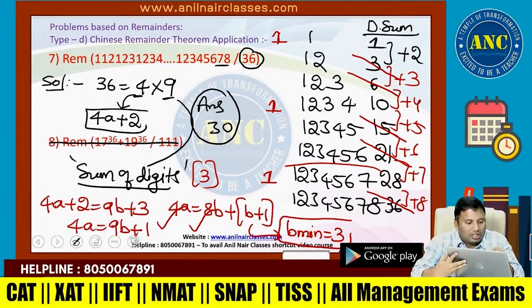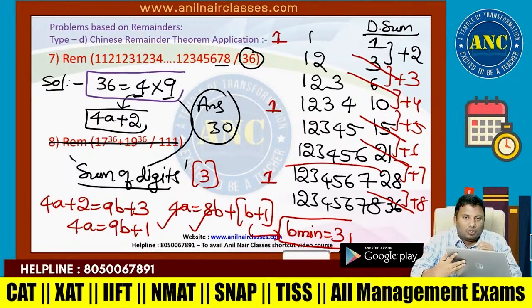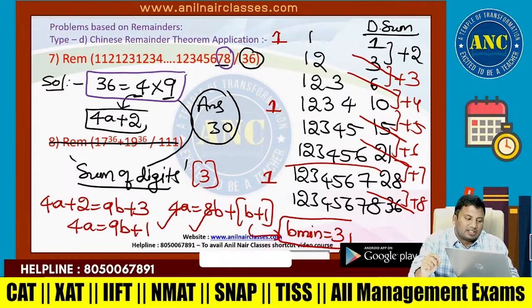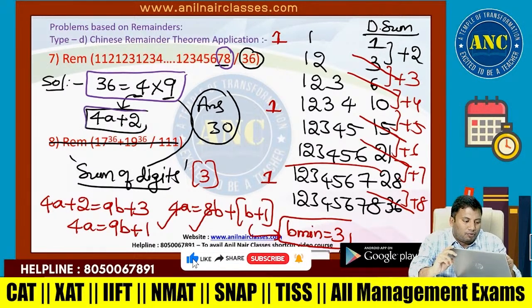So I wrote this number as 4 into 9. Divisibility rule of 4 is last 2 digits should be divisible by 4. 4 19s are 76. Remainder is 2. 4a plus 2. 9. Write down vertically 1, 1, 2.